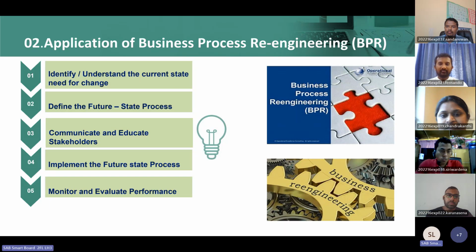File the steps: identify and understand. Second, you have to communicate and execute. The first one is identify and understand the current state and changes.